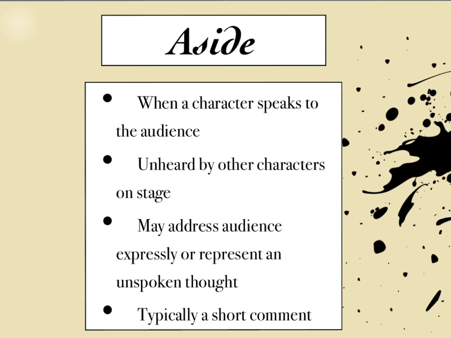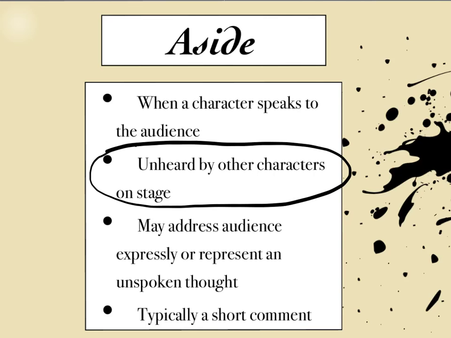So an aside happens when a character is speaking to the audience, and the most important thing about this is that they are typically unheard by other characters on stage. And when these asides happen, they may be speaking something that they're thinking of, giving voice to their thoughts. And typically these asides are short comments, nothing too long, nothing that would warrant a speech or anything. So just a short phrase or comment.